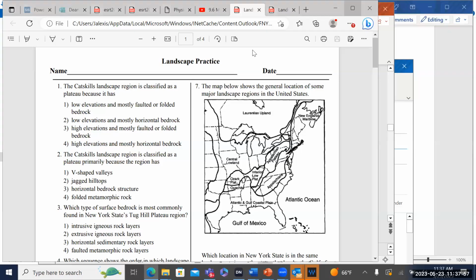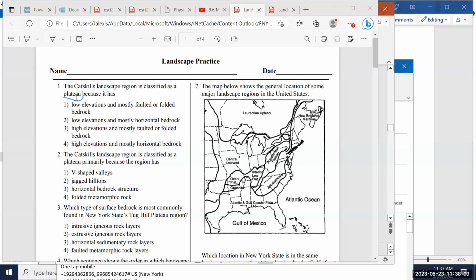All right, so we're going to be going over the landscape questions. And so we're going to start off with number one. Number one says the Catskill landscape region is classified as a plateau, right? It's classified as a plateau because it is blank. So let's take a look into seeing what a plateau is.